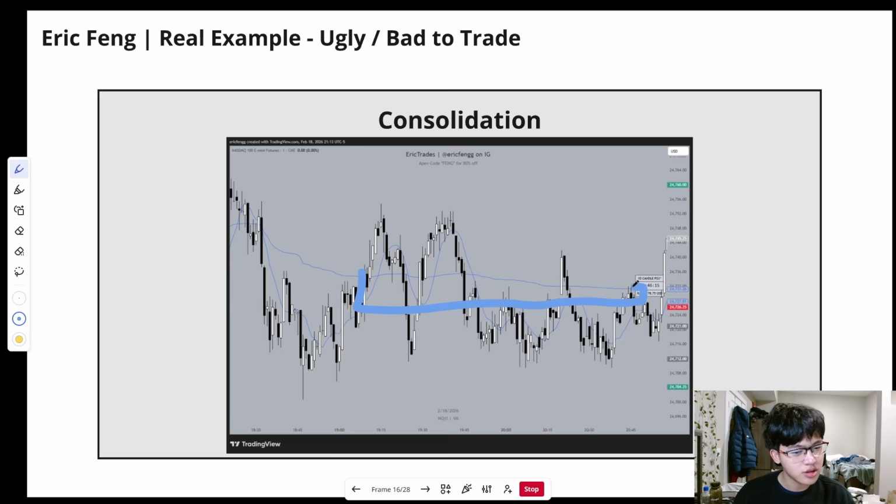And again, don't even get me started on the center. Don't even try to trade the middle. It's extremely low probability, and you're probably going to lose money. In a situation like this, just stay out of the market.